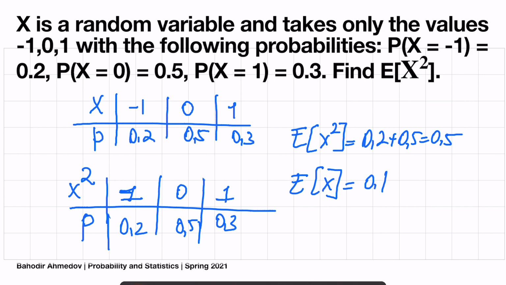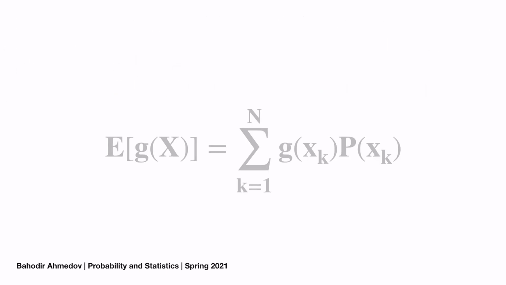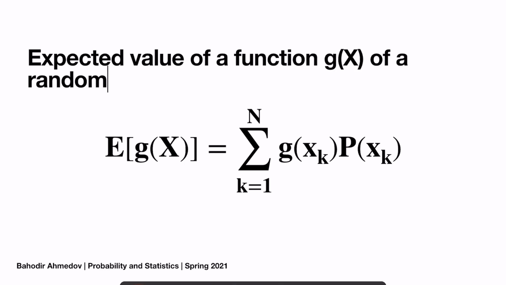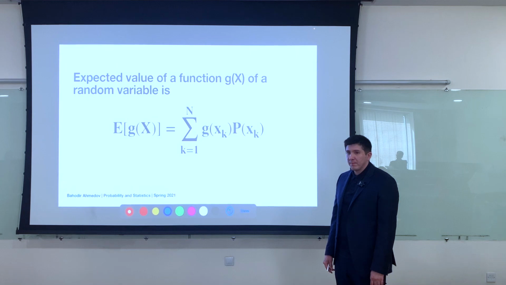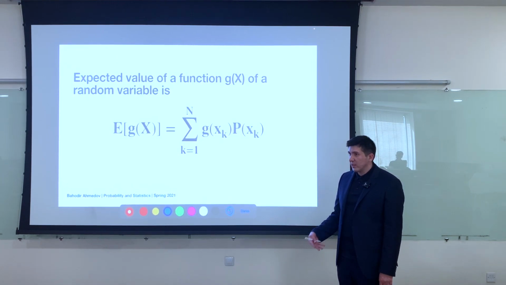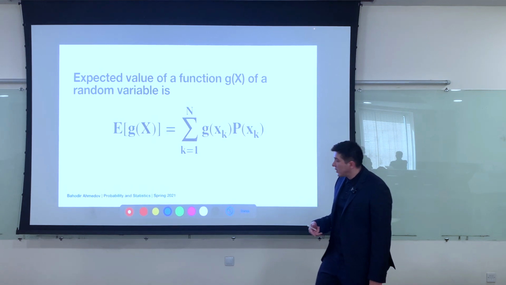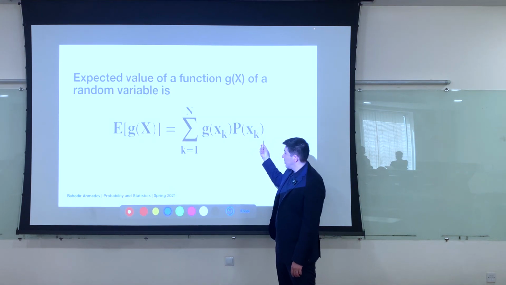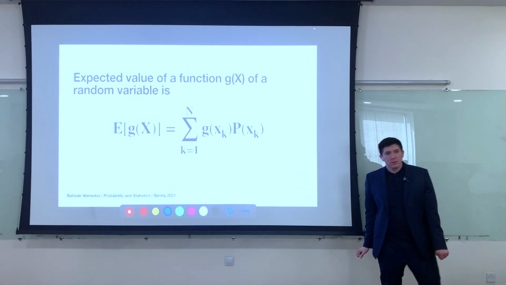Okay? So in general, we can write down the formula like this. If you've got the random variable x, then the expected value of some function g of x is equal to the sum, every time calculating the function's value and multiplying it by the probability of x itself. Okay?